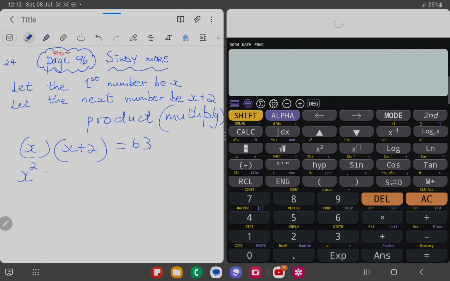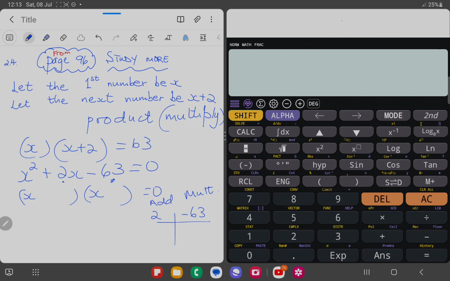Now let's remove the bracket. What is x times x? x squared. What is x times 2? It is 2x. Then you take this 63 to the left hand side. It becomes x squared plus 2x minus 63 is equal to 0. Then you solve for x. You must find the factors. For x squared it is x and x. Then two numbers that, when you multiply, give us negative 63, and the same numbers, when you add, must give us positive 2. So you make your table.